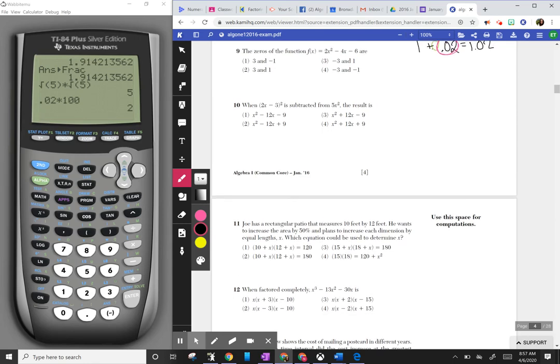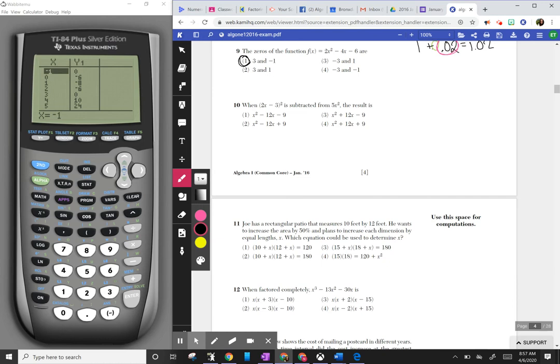Okay, question 9. The zeros of this function are, okay, so we go to y equals. We're going to put this into our graphing calculator. 2x squared minus 4x minus 6, second graph. And we're looking for where y is 0. That happens at x is -1 and x is 3. So our answer is -1 and +3. Choice 1.